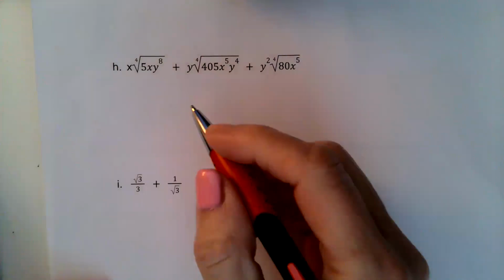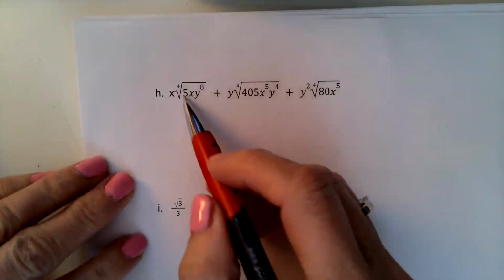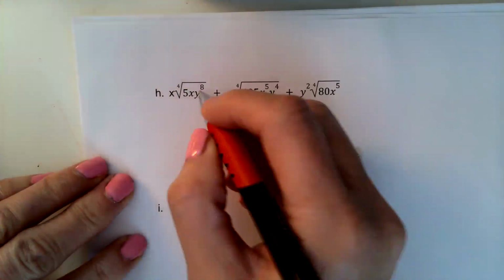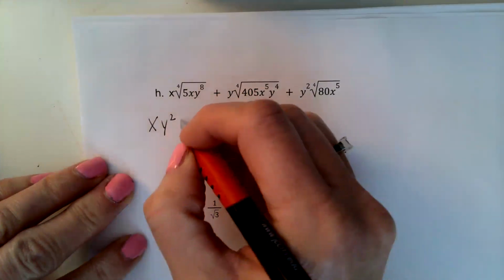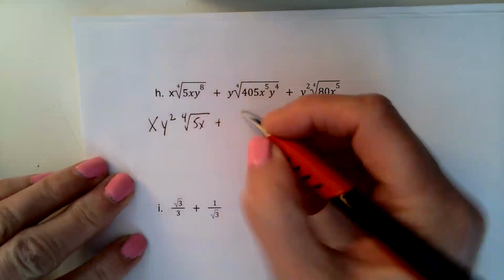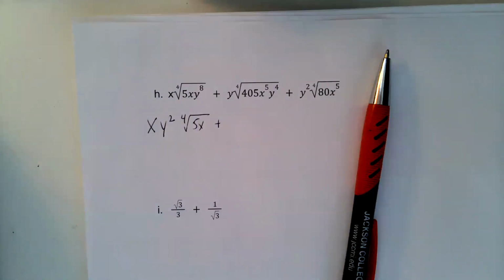Okay, let's look on the back side. So letter H. So this is the fourth root. There's no fourth root of 5 or x, but that's y to the 8 over 2, so that's y squared. So y squared comes out, and then we have the fourth root of 5x plus the fourth root of 405.